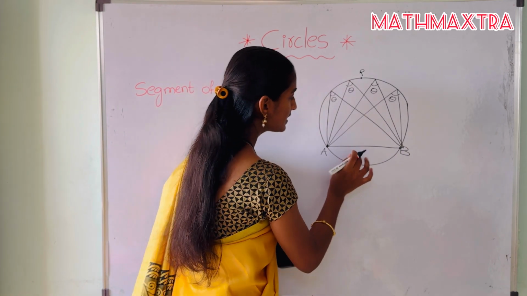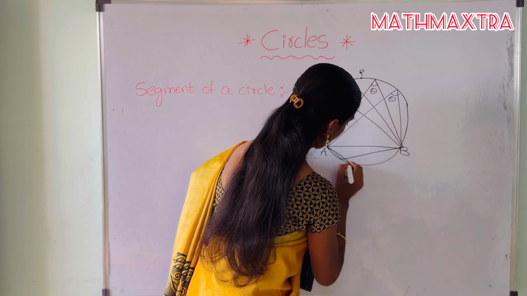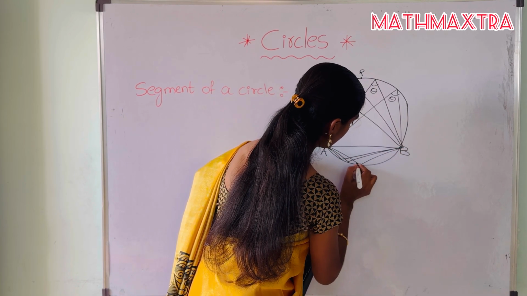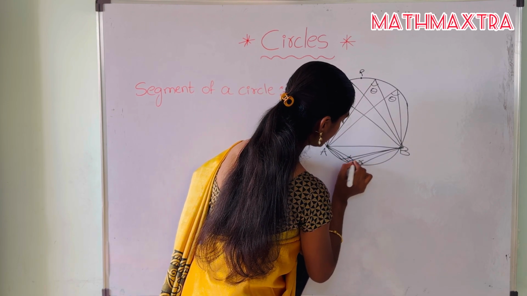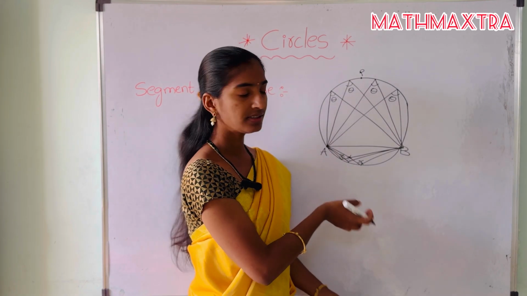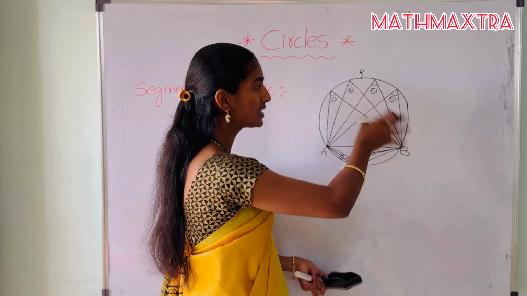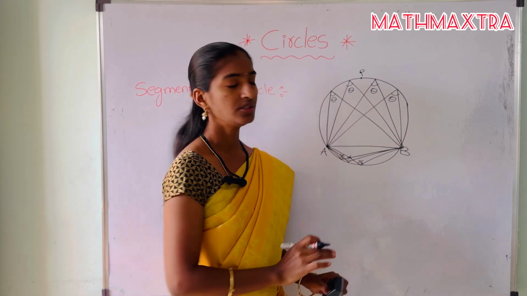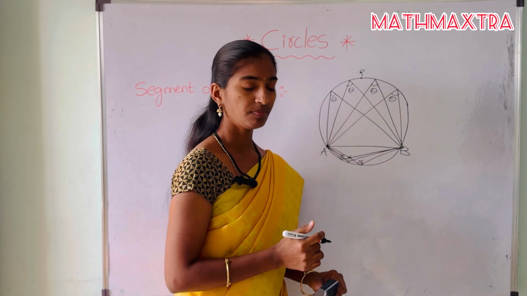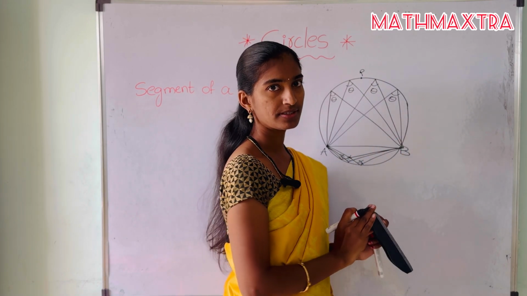If you take this segment also, these are the angles made by the major arc, and these are also angles in the same segment. But in the minor segment, whatever may be the segment, the angles in the same segment are always equal. So these alphas are all equal, and these thetas are also equal. These are angles in the same segment, in the major segment.